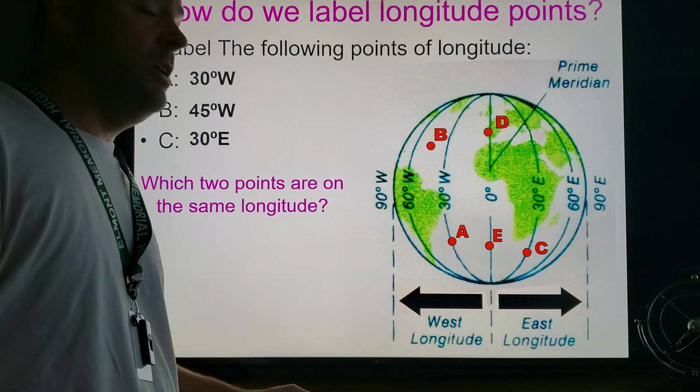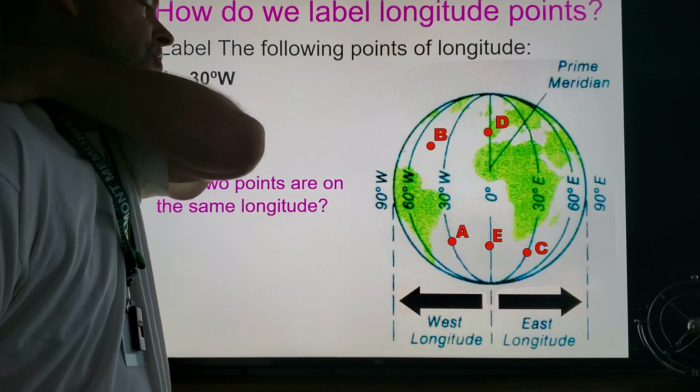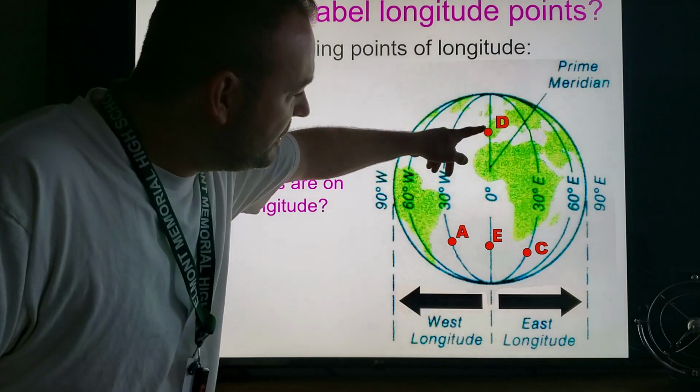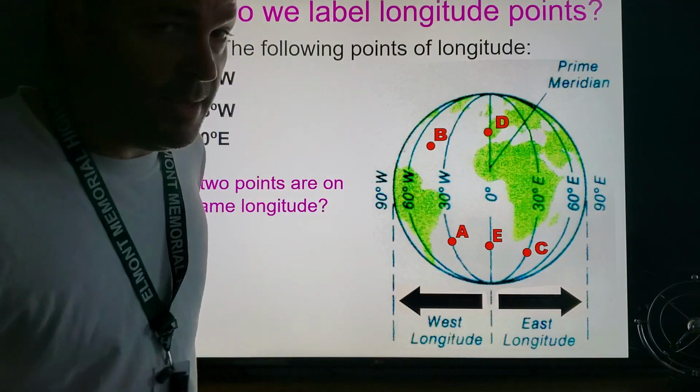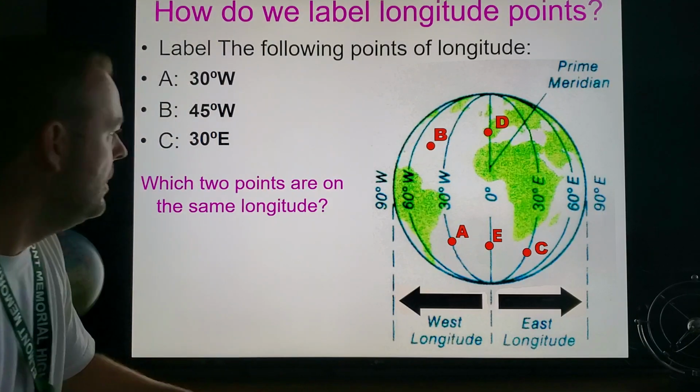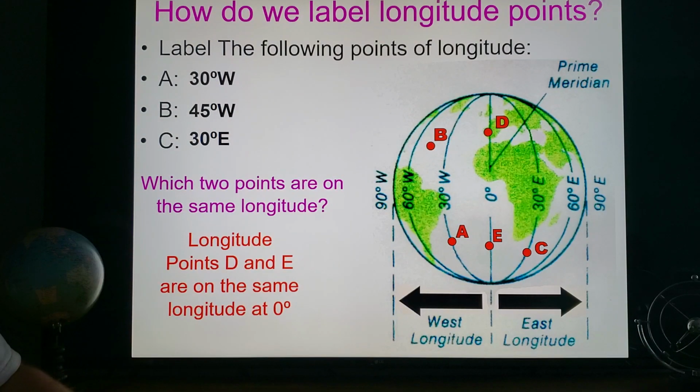Which two are on the same longitude line? Well, you tell me. Which two are on the same line? Hopefully you said these two here. It also means they're on the same time of day. Okay? So, yep, points D and E are both on the prime meridian.